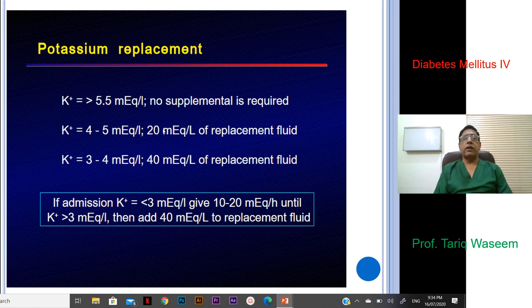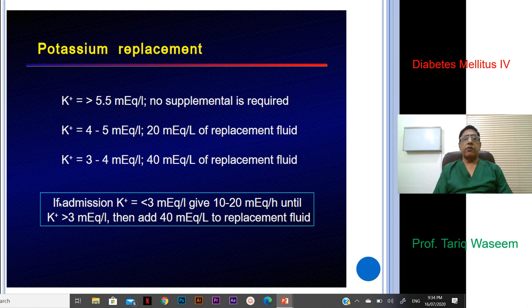As I already explained, why we need this: once you give insulin, the insulin would shift the glucose from extracellular to intracellular, and along with glucose it would shift potassium as well, and your patient would become hypokalemic. Now hypokalemia is an acute kind of emergency, in that it can lead on to arrhythmias, it can lead on to acute cardiac insults, and can lead on to flaccid paralysis, and maybe atonia of the gut, and maybe paralytic ileus.